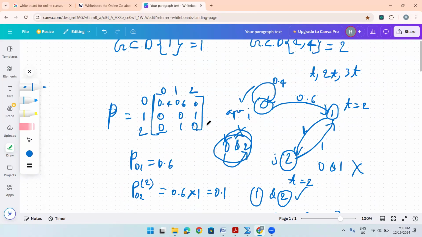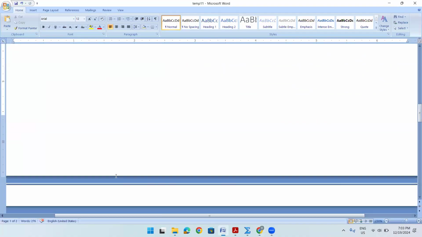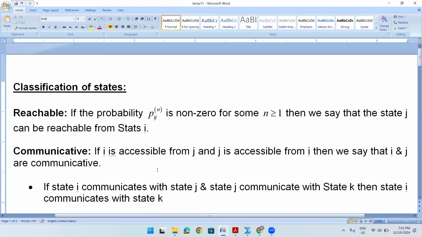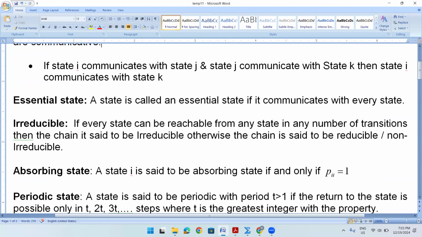This is about the classification of states. This much is very important for you to understand all the classification.